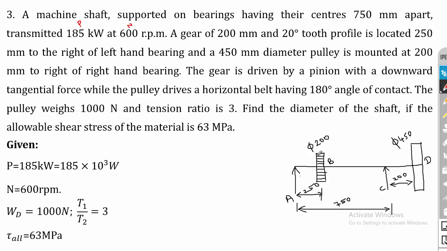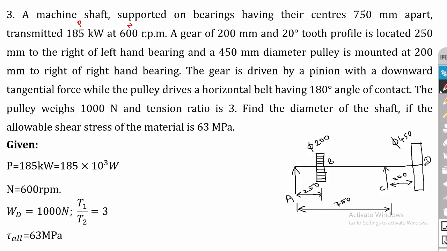left-handed bearing. So this gear B is located at a distance of 250 mm to the right of the left-handed bearing. And a 450 mm diameter pulley is mounted at 200 mm to the right of the right-handed bearing. The right-handed bearing is C and the pulley is located at a distance of 200 mm to the right. So this shaft is not a simply supported one, it's an overhanging shaft.